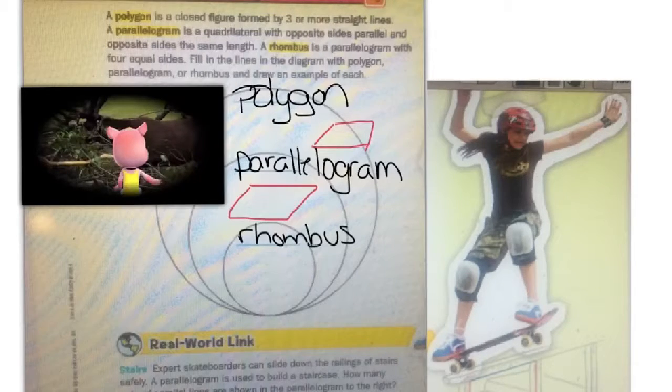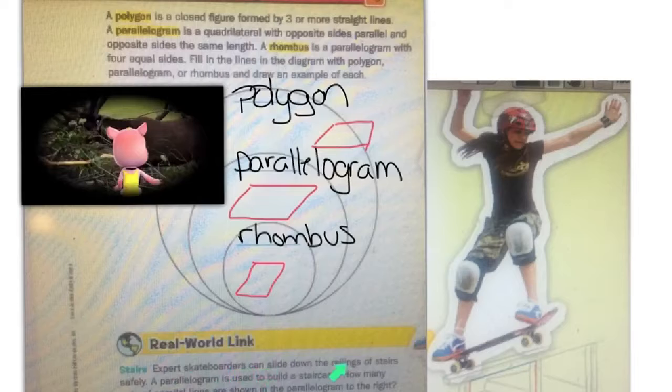And then a rhombus is a parallelogram that has four equal sides. So four equal sides would be more like this. I'm doing my best to make that look like a rhombus. So a rhombus is always a parallelogram and a polygon, but a parallelogram doesn't have to be a rhombus. Hopefully that makes sense.